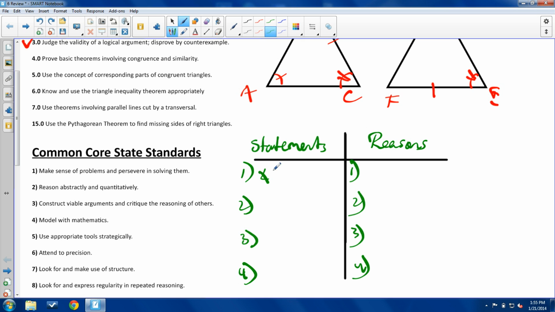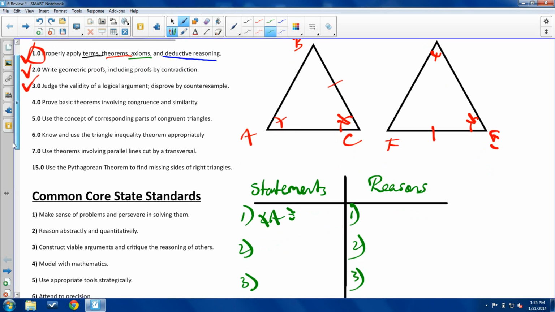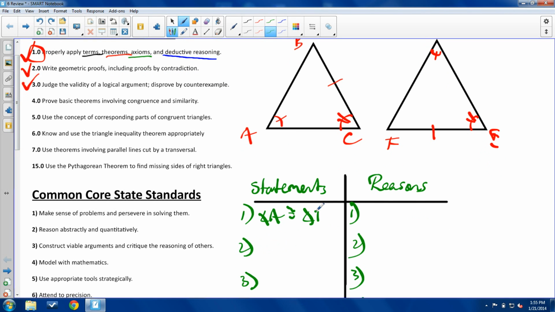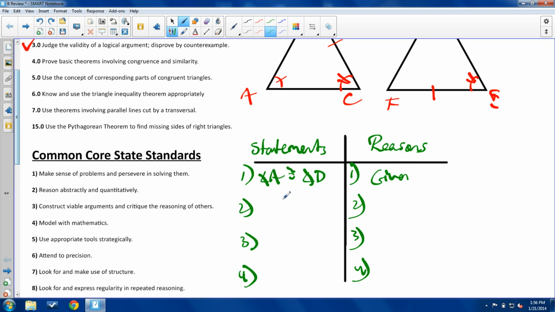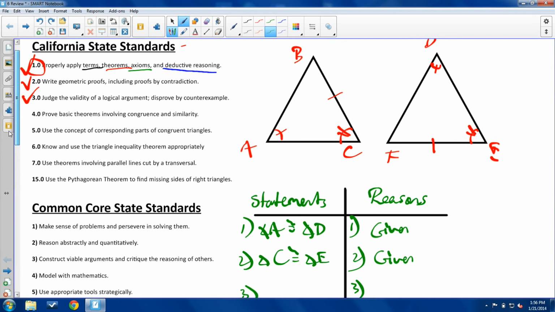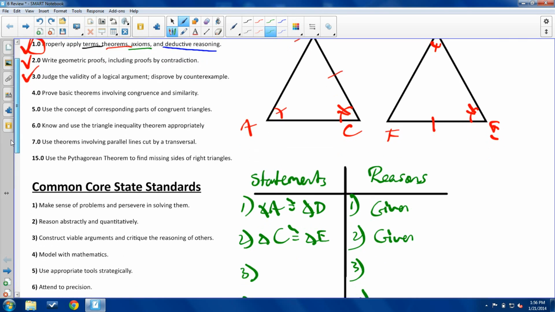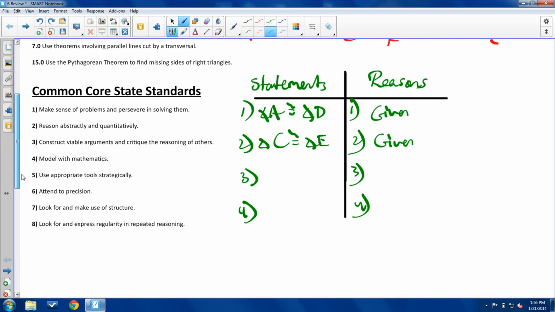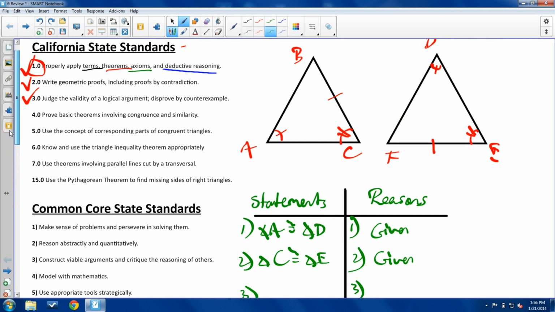Okay, angle A is congruent to angle D. Now that's given, right? They're both marked. There's no way around that. Angle C is congruent to angle E, also given. And finally, I'm not going to say these guys are congruent for now. I'm going with similarity, right? So to do similarity, I want to say that when I do BC over FE, I get 1. But because I have nothing else to compare it to, let's leave that alone.